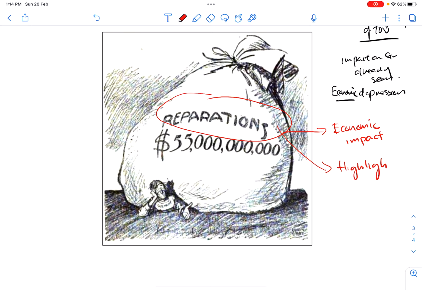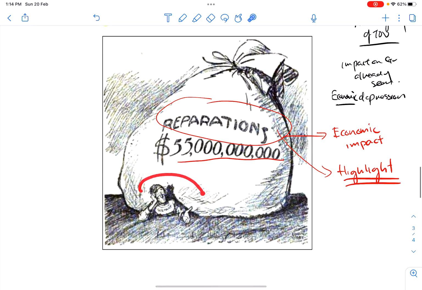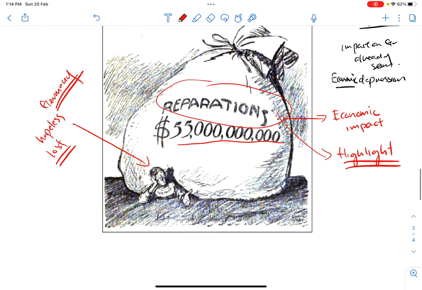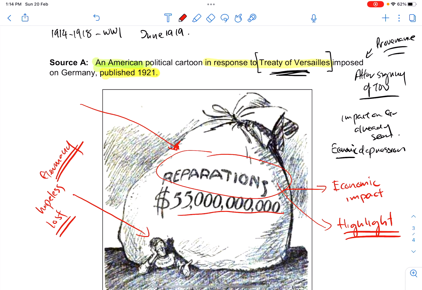So whatever you write down, your explanation must link to the highlight, which is $550 million here. Okay, next thing, this guy here, annotate, he is Germany. He represents Germany, or the German people. He's looking hopeless, looking lost. Okay, what is happening over here? Write down what is happening. The action here is a big pile of reparations. So it's a big pile of reparations stacked on Germany.